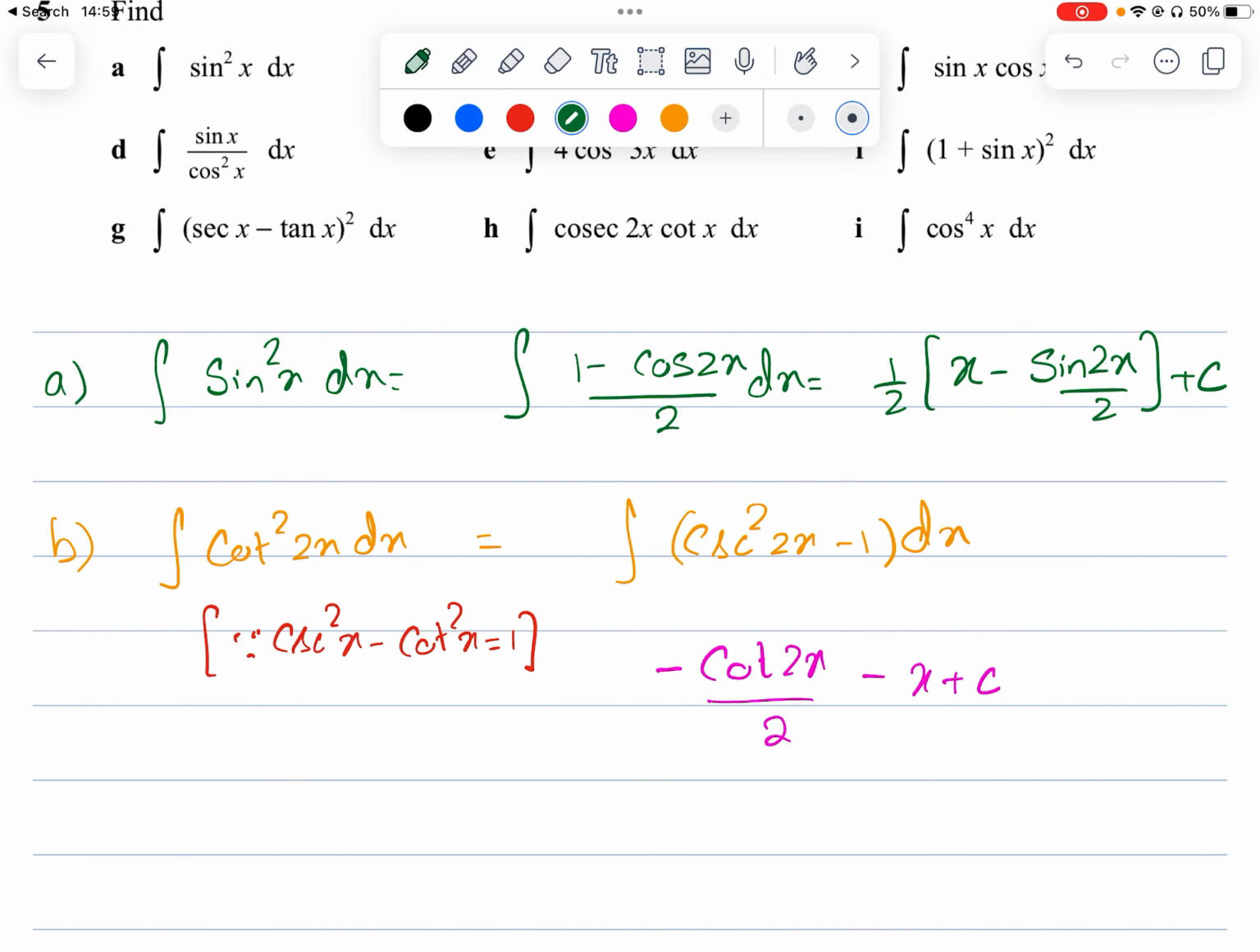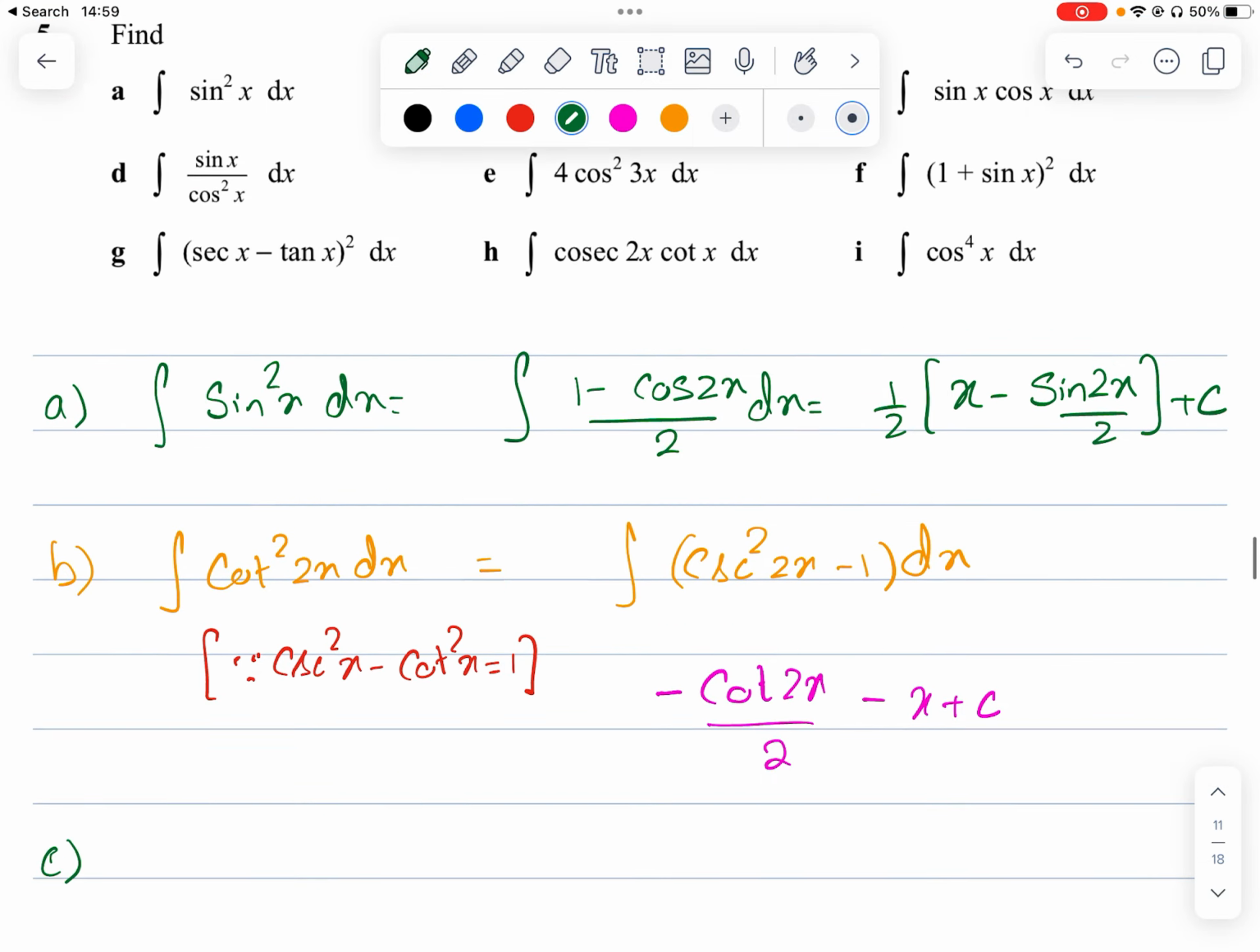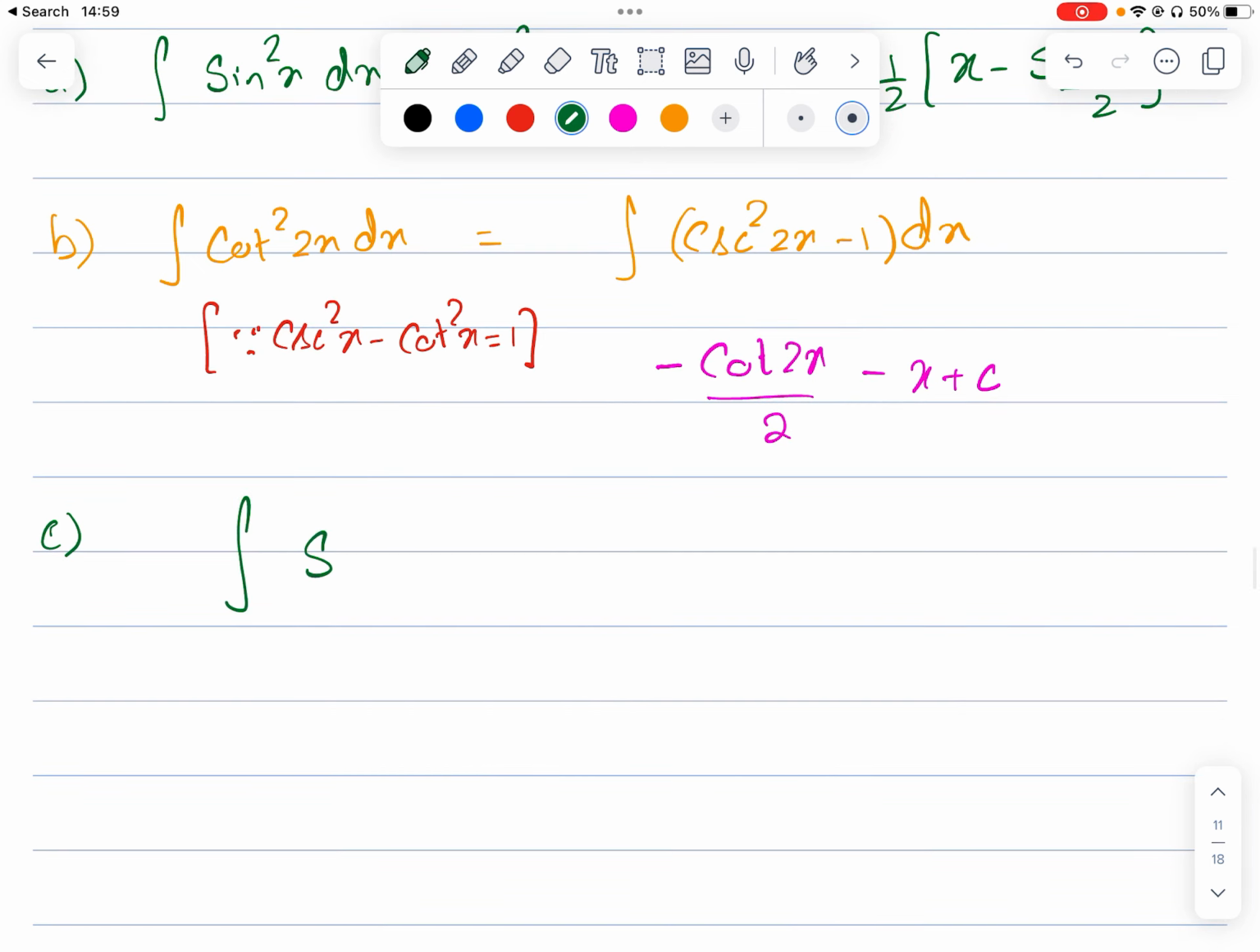Now coming to part C. Integral of sin x cos x. Integral of sin x cos x dx. So multiply and divide by 2. This is a double angle formula. 2 sin x cos x is sin 2x.